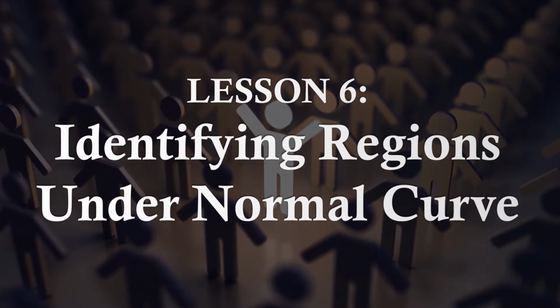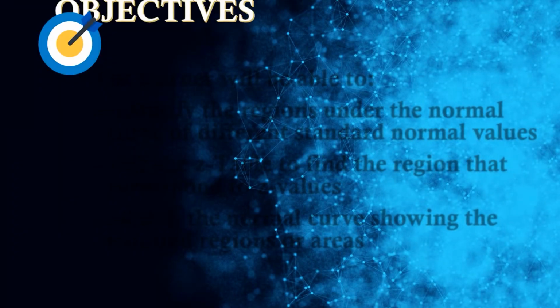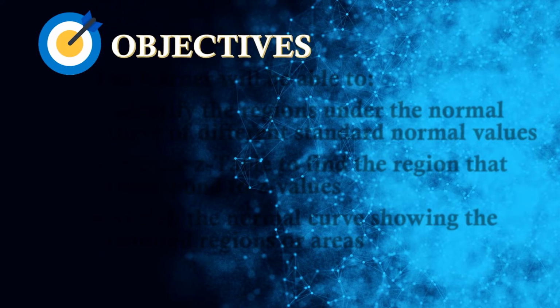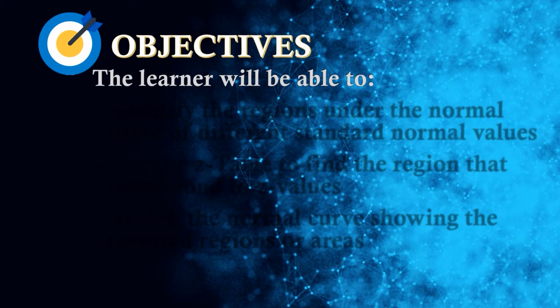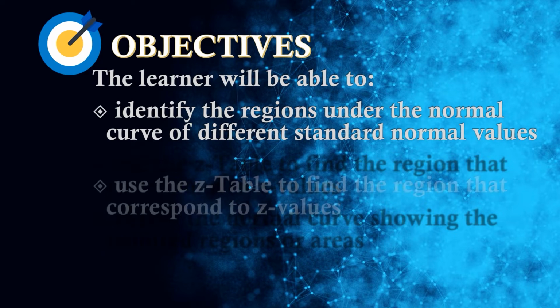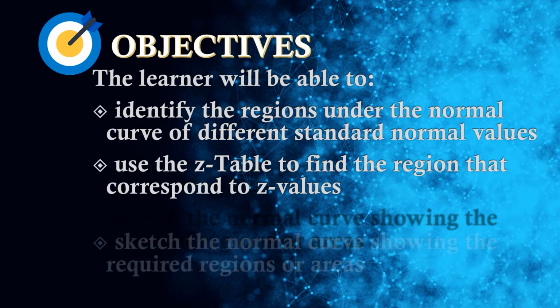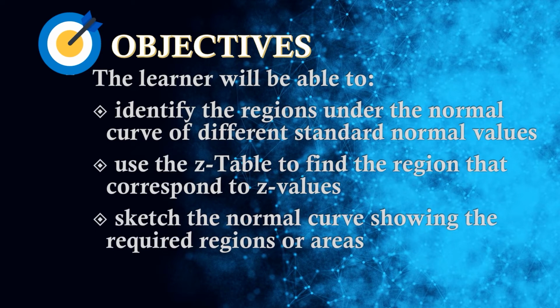But before that, let's have our objectives. The learner will be able to, first, identify the regions under the normal curve of different standard normal values. Second, use the z-table or the table of areas to find the region that corresponds to the z-values. And lastly, sketch the normal curve showing the required regions or areas.